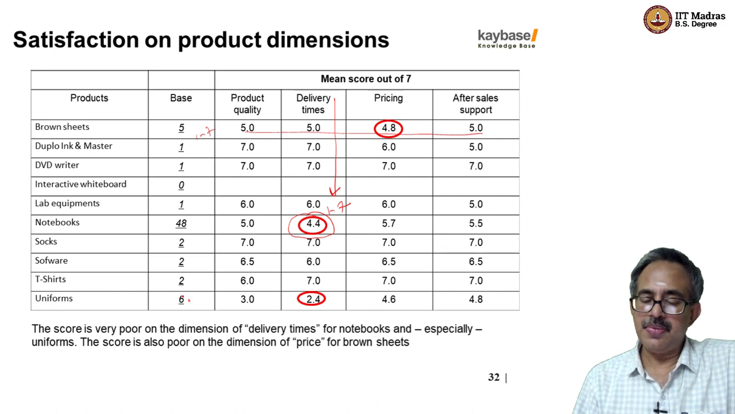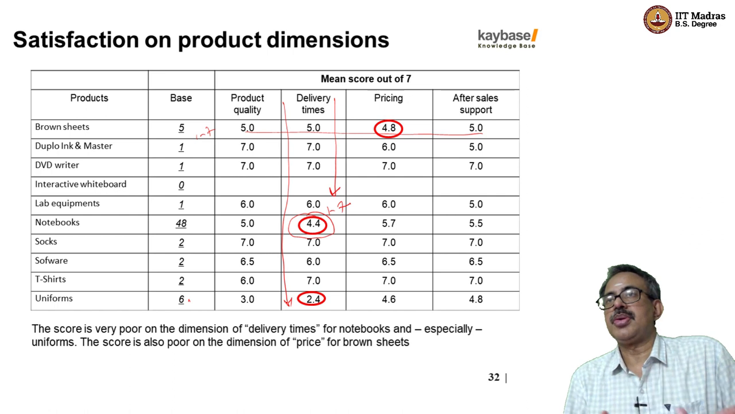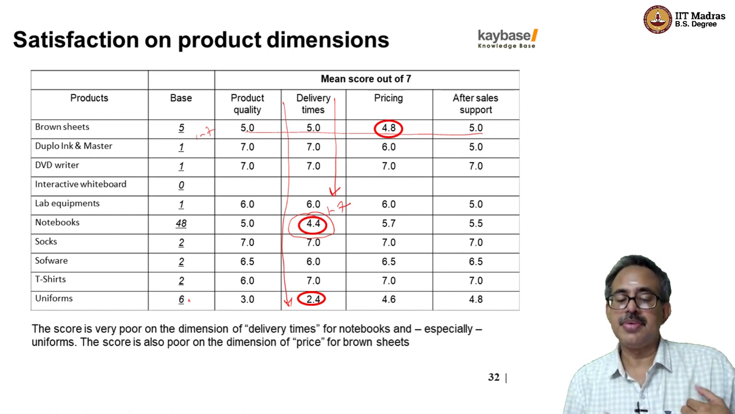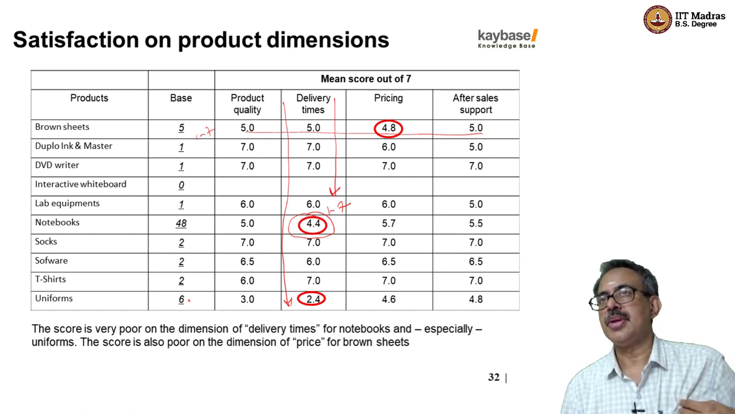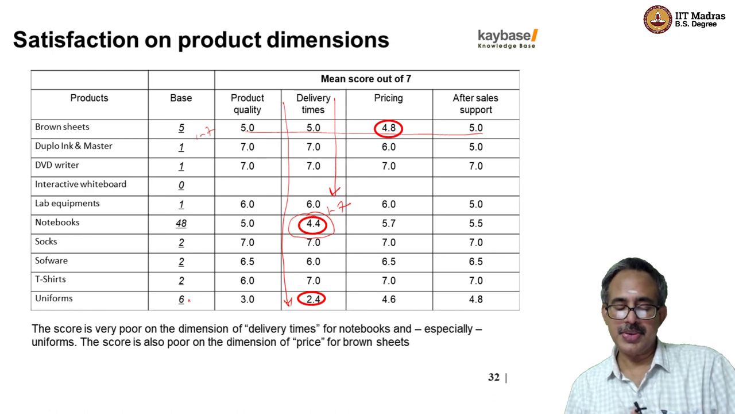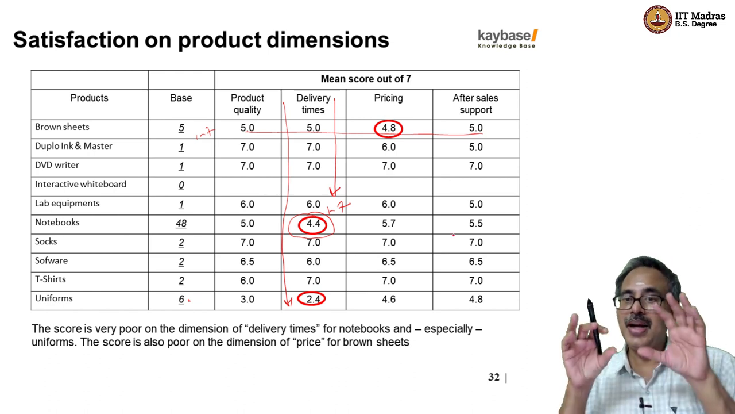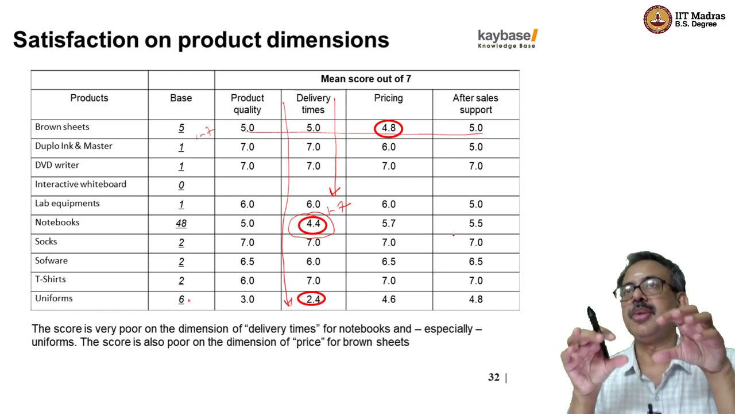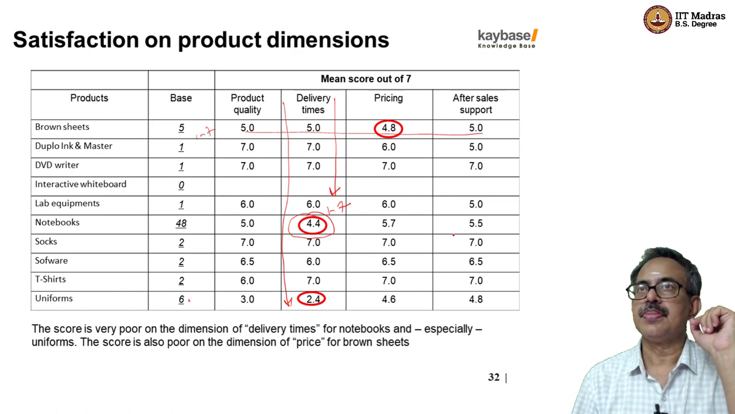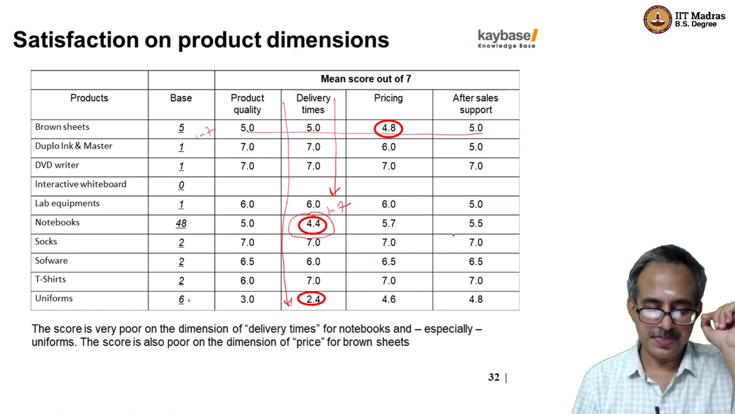6 customers are buying uniforms. They're really unhappy with the delivery times of the uniforms. I mean, maybe the school has started and the child doesn't have uniforms. Right? So that's how we analyze this data. These scores tell us where to focus, where the problem areas are. Are we clear on this?